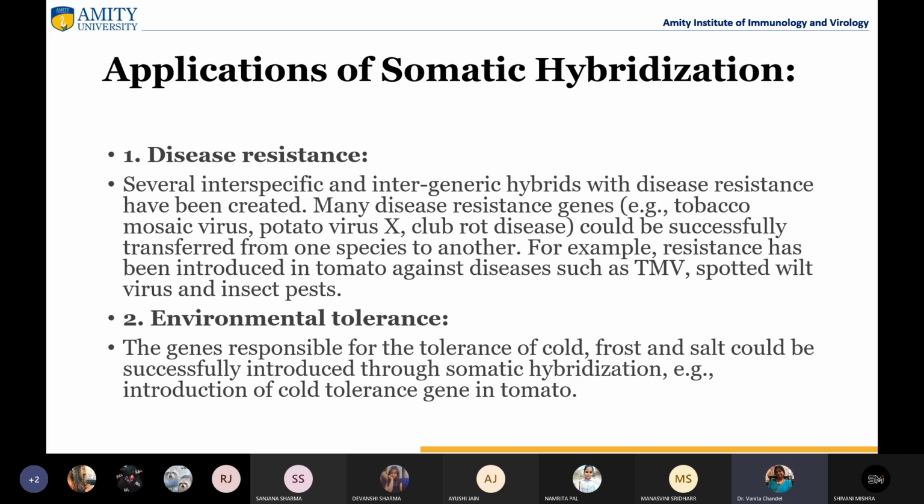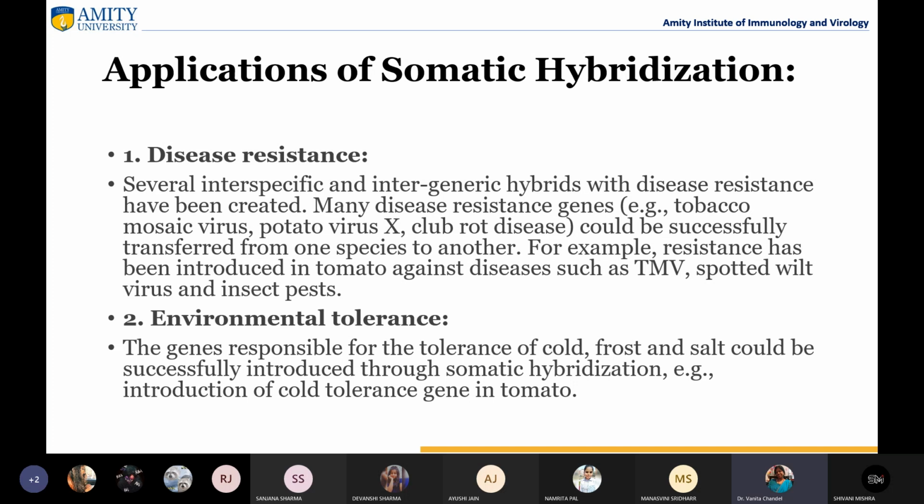Again, we come to disease resistance, and this application is common to all the tissue culture applications that we have studied till now. Several interspecific and intergeneric hybrids with disease resistance have been created, and many disease resistance genes, for example against tobacco mosaic virus, potato virus X, or club rot disease, could be successfully transferred from one species to another by this method.